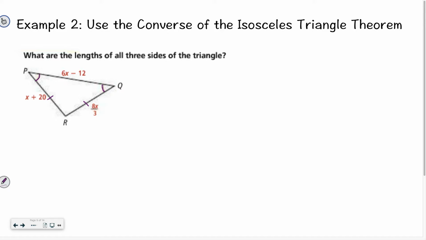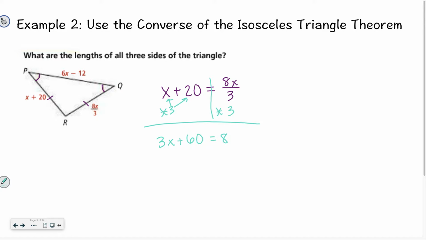So that means that I can set up an equation. I can say x plus 20, and if they're congruent, I know that they are also equal, equals 8x divided by 3. Okay, and I'm going to solve that equation. So right now, I have a fraction and I want to get rid of it, so I'm going to multiply by 3 on both sides. And if I'm multiplying by 3, I have to remember to multiply everything by 3. So I have 3x plus 60 equals 8x.